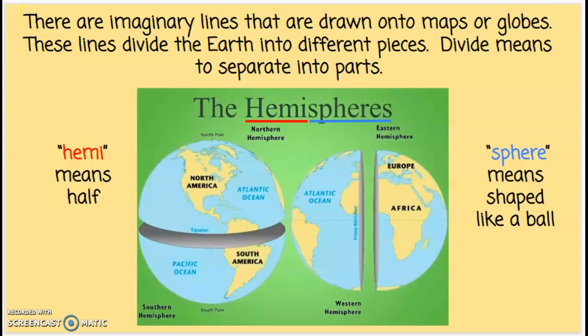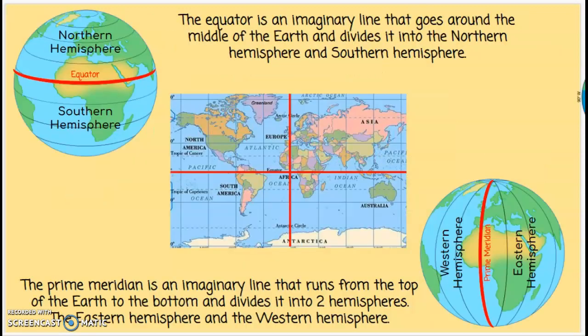There are imaginary lines that are drawn onto maps or globes. These lines divide the earth into different pieces. Divide means to separate parts. They divide the earth into hemispheres. Now the word hemisphere comes from hemi and sphere. Hemi means half, and sphere means shaped like a ball.